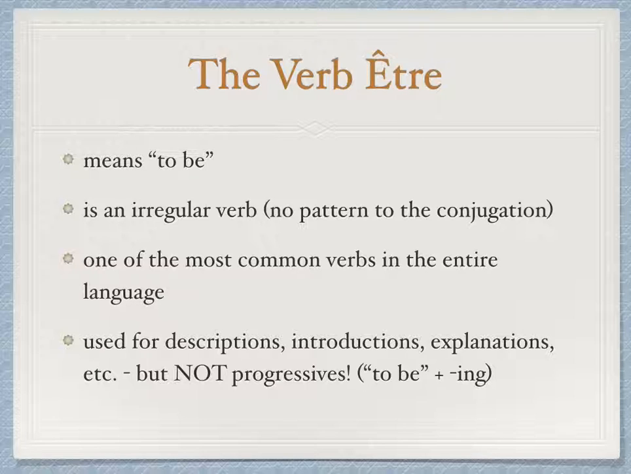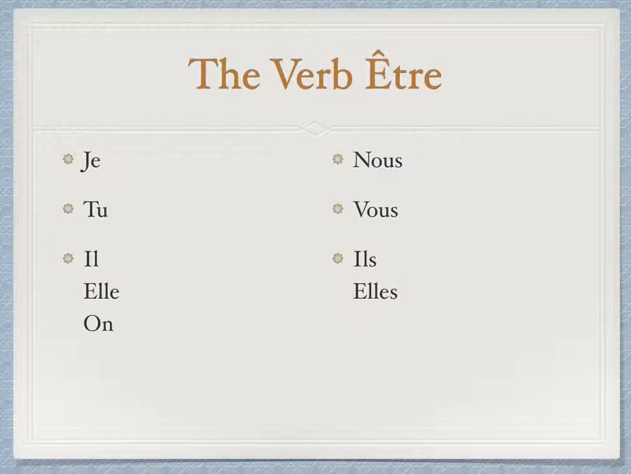So let's look at the actual verb conjugation. Here are our subject pronouns. Hopefully these are old news to you. We have 6 conjugations, starting with je suis. Je suis. I am. Je suis. Next is tu es. Tu es. You are. Singular and informal. Tu es.